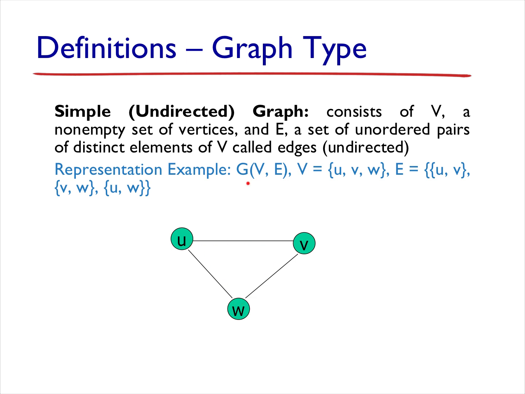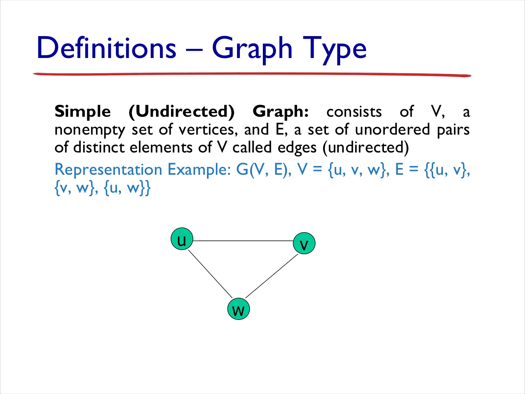And a graph is represented by the set of the vertices and the set of the edges. The edges are represented typically by the two vertices that are connected to that edge. So this is edge 1, this is edge 2, this is edge 3 that you see here.